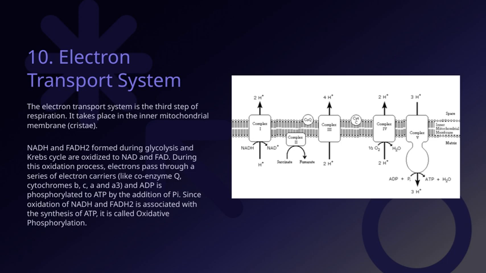The electron transport system, which is the third step of respiration, takes place in the inner mitochondrial membrane, specifically within the cristae. This location is crucial because it provides the surface area necessary for efficient electron transfer and ATP production. Understanding this step highlights how tightly linked electron transport and ATP synthesis are, and it really underscores the importance of the mitochondria as the powerhouses of the cell.